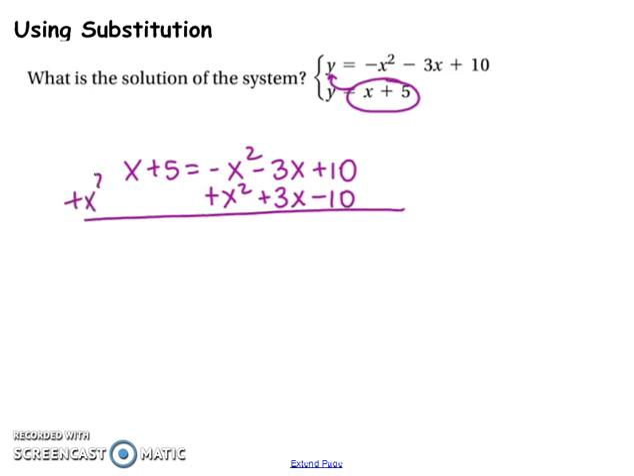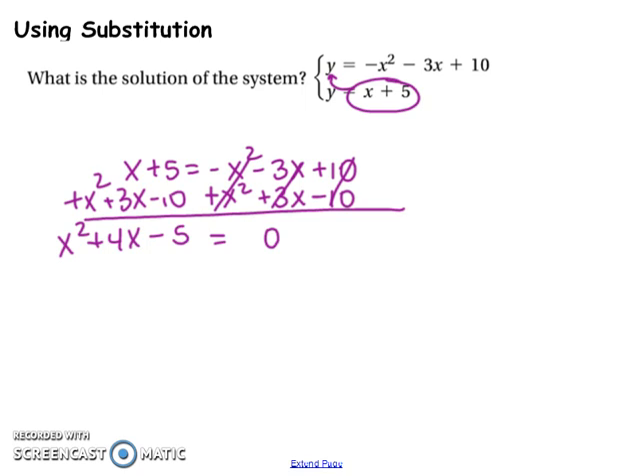So I'm going to add the x squared, I'm going to add the 3x, and I'm going to subtract the 10. So my right-hand side is just 0. And on the left-hand side, I have x squared plus 4x minus 5. So this new equation, I'm going to factor it.